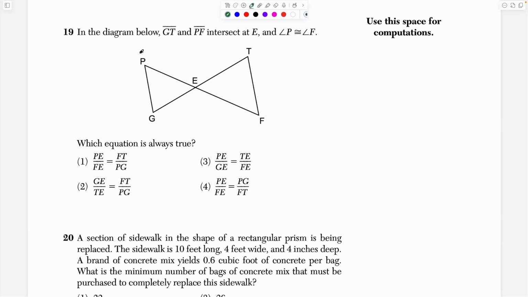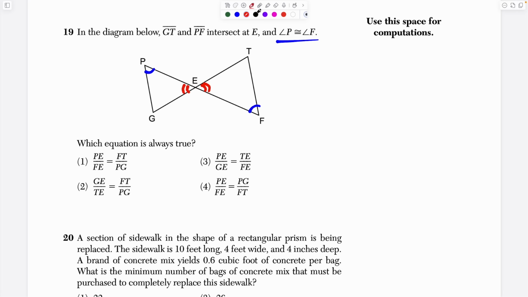Question 19, in the diagram below, GT and PF intersect at E. And angle P is congruent to angle F, and we want to know which equation is always true. So for this one here, we have to use the idea of similar triangles. So first, I'll just transfer what we have over here. We were told that angle P is congruent to angle F. And because we have intersecting lines here, we could say that these angles here are congruent as well. When you have intersecting lines, the vertical angles that are formed are congruent. And the vertical angles are the ones that are across from each other.